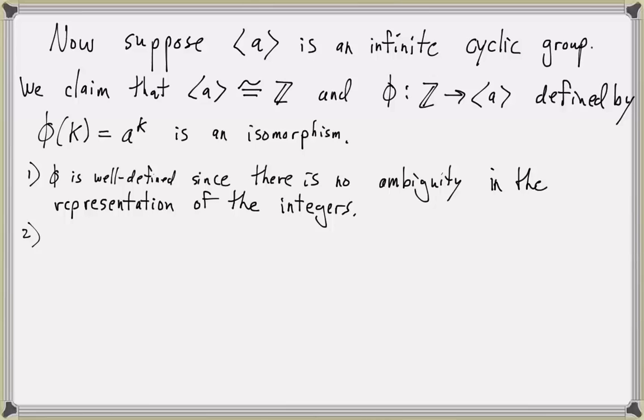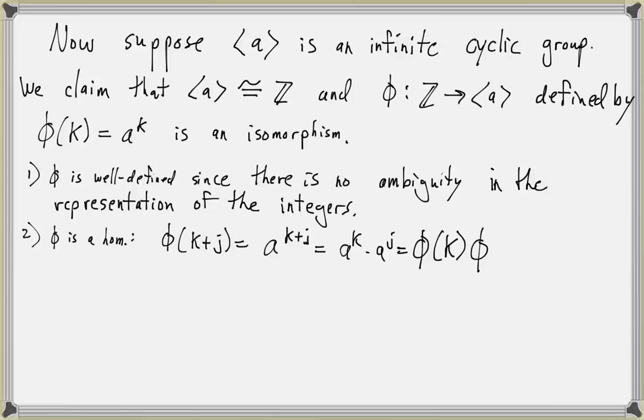Secondly, this map is actually a homomorphism. So if we take integers k and j, then phi of k plus j equals a to the power k plus j. I can break this up as a to the power k times a to the power j, and that equals phi of k times phi of j. So phi is a homomorphism. It remains to show that phi is onto and one-to-one.